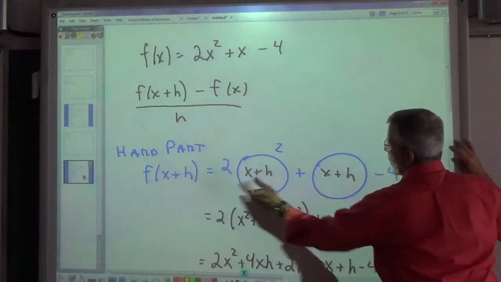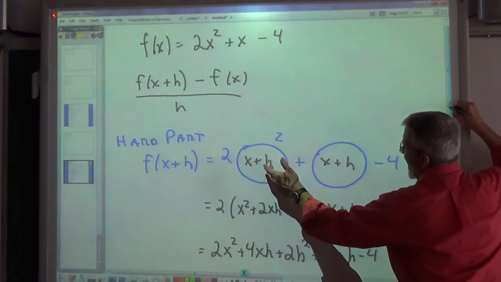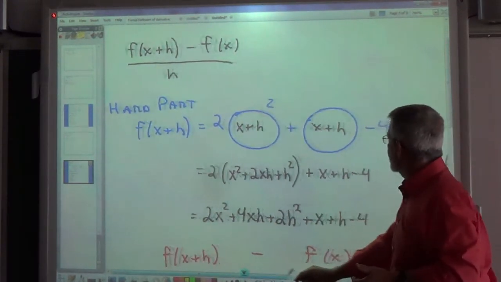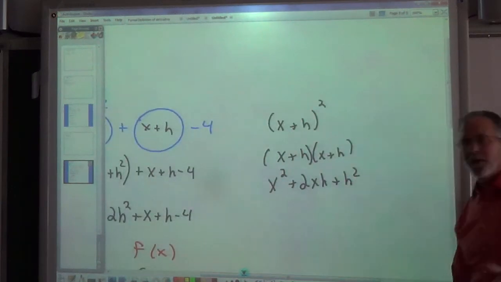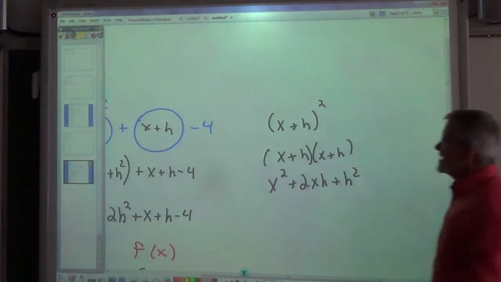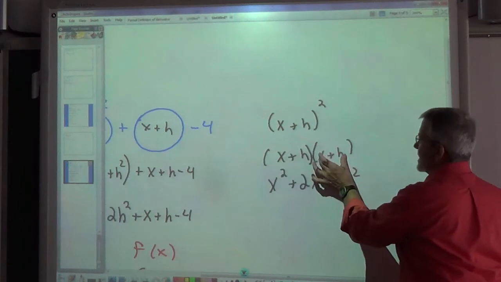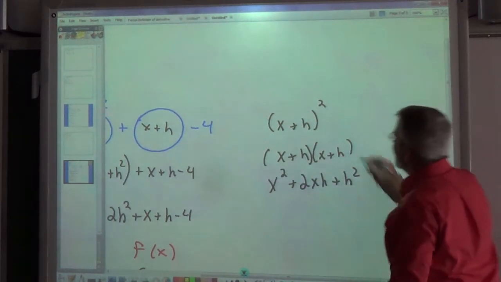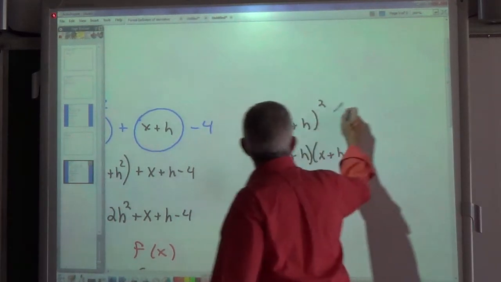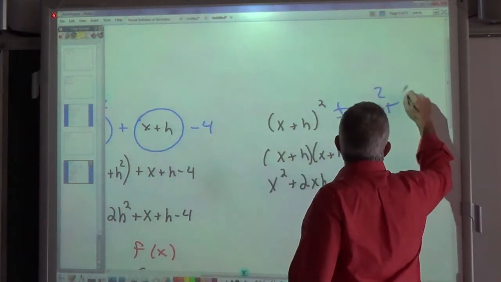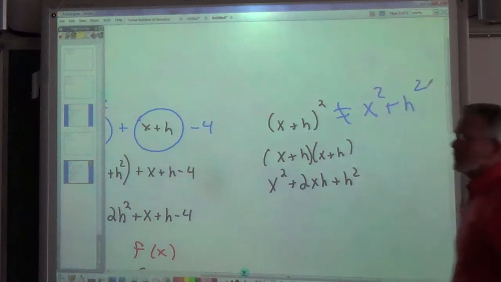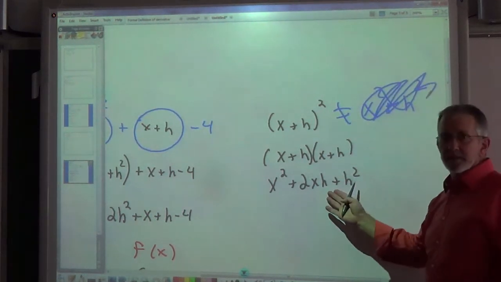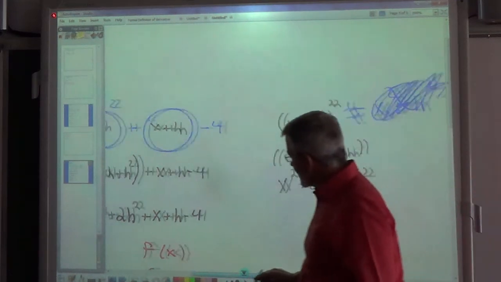Here comes this bug again. x plus h squared, and we know what x plus h squared is. Did I factor it? Hopefully, yeah, I did. Why do I do the same thing? I don't know. x plus h squared is x plus h times x plus h, which is x squared plus 2xh plus h squared. This does not equal, ladies and gentlemen, and some of you want it to, x squared plus h squared. That does not equal that. It equals this, which we found in a previous example.